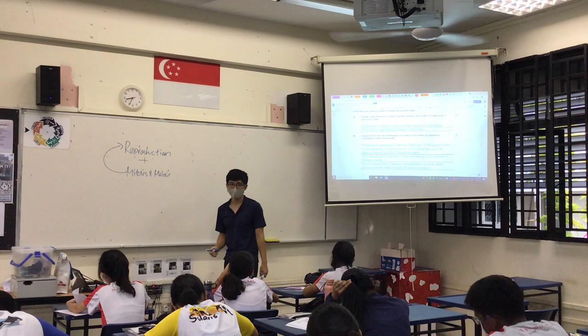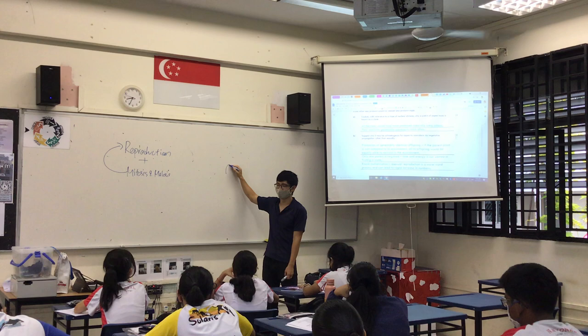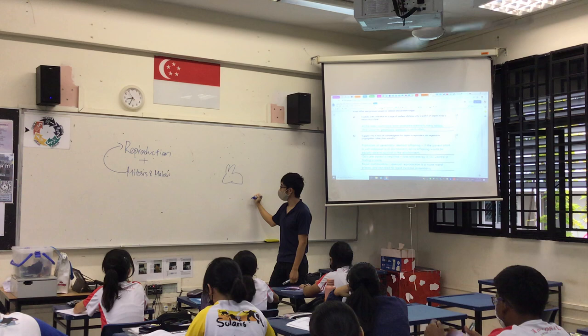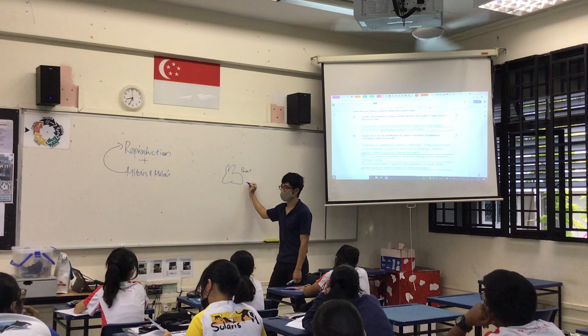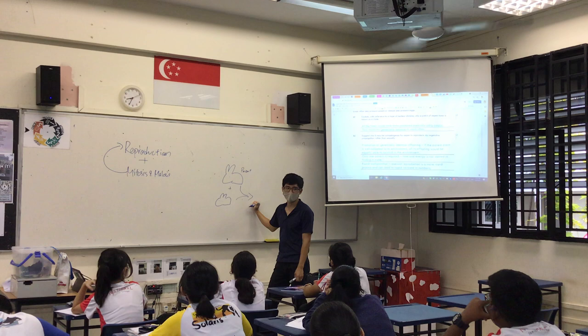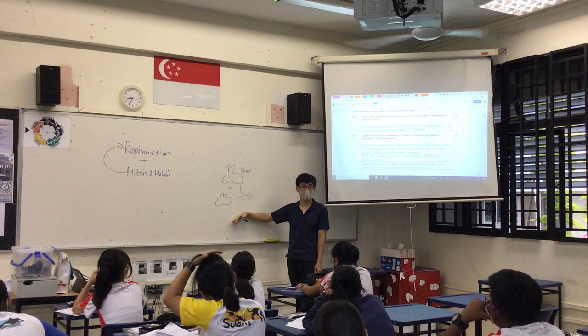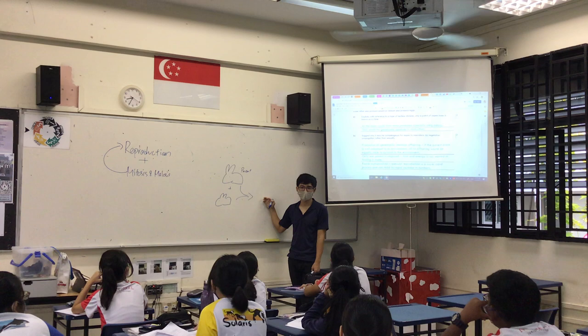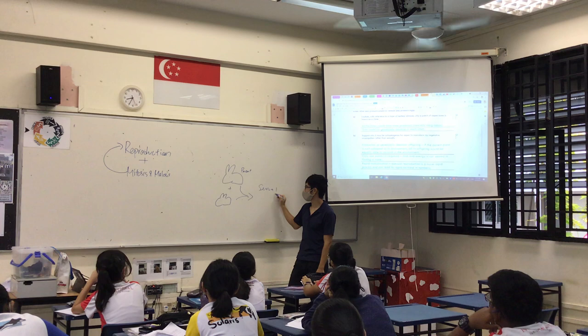Let's say rabbits reproduce super fast. What if the parent rabbit has a baby rabbit, and then they mate and have more kids? The parent rabbit and the kid rabbit mate. Sometimes this happens. Then I have a question for you. Is this sexual or asexual?